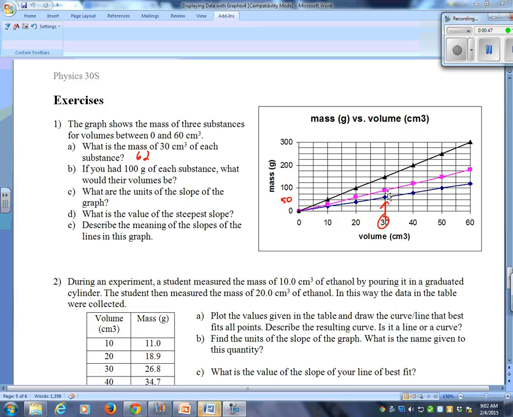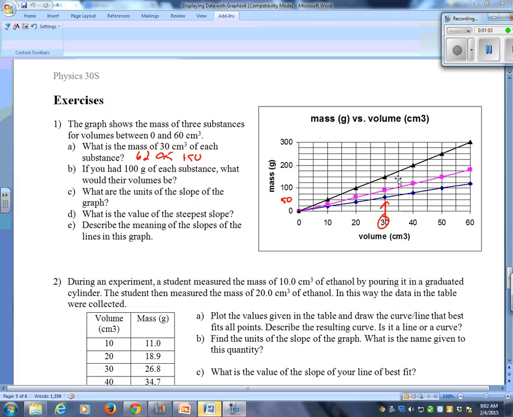Yeah. This one here would be, looks like just under 100, let's say 95. And this one here looks like it's right on that line. What line is that? 150, maybe a smidge below. Pretty easy stuff, right? You've all read graphs before.